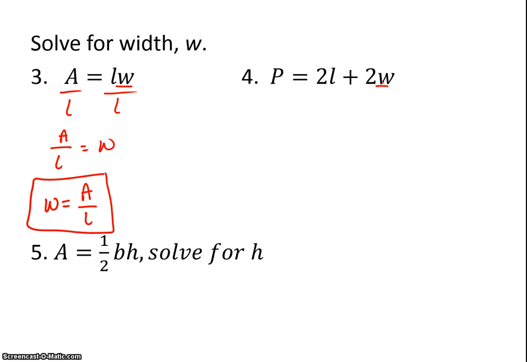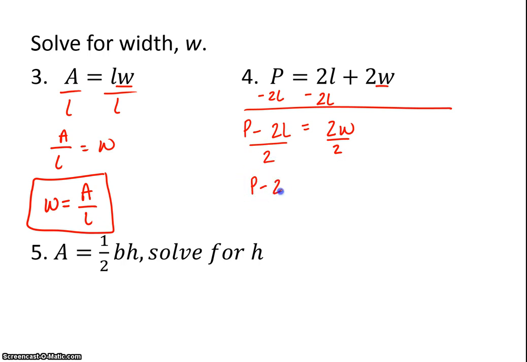Number 4. Here on number 4, we are also solving for w. This is the perimeter of a rectangle. So on number 4, we're going to subtract 2l from both sides. Again, p and 2l are not like terms, so we're going to keep them separate. P minus 2l equals 2w. Keep your focus on what you're solving for. We're solving for this w here, so we need to divide by 2. Divide by 2. P minus 2l over 2 equals w. Or what's the width? The width is the perimeter minus twice the length divided by 2.